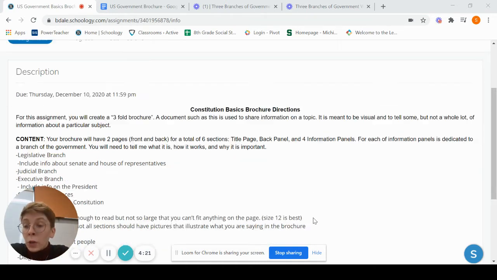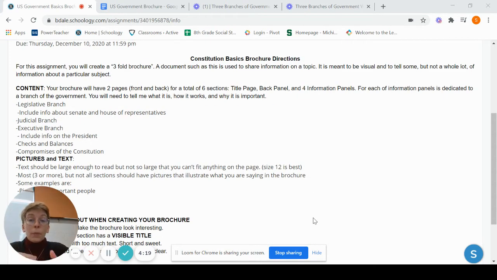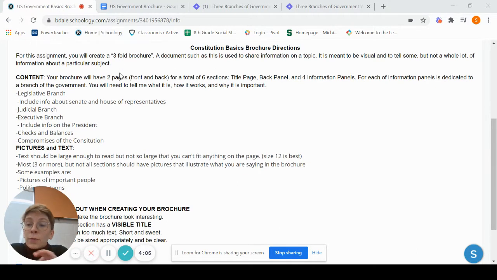For this brochure, we're going to be looking at putting in information about the Constitution, in particular about the three branches of government and the role of checks and balances. Here is the assignment, and it's kind of hard to read on here, so if you need to copy and paste it into a different document to better read, that is fine, but do include an area for the legislative branch. Talk about the Senate and the House of Representatives, how they're different and what their job is.